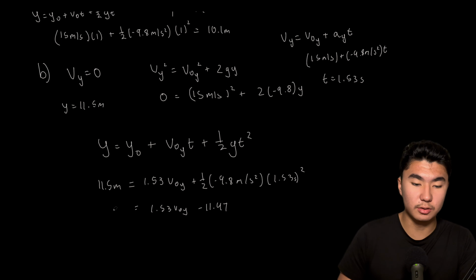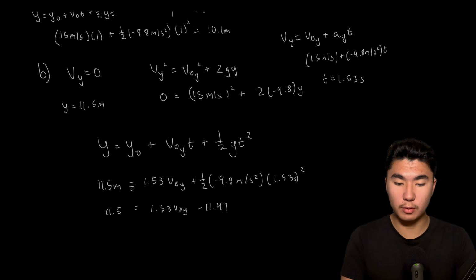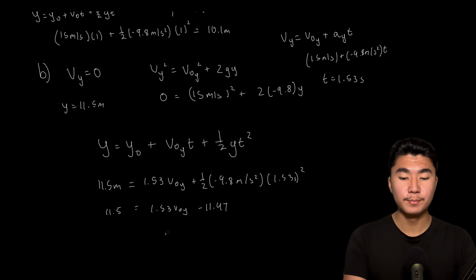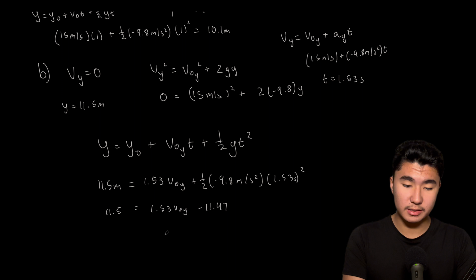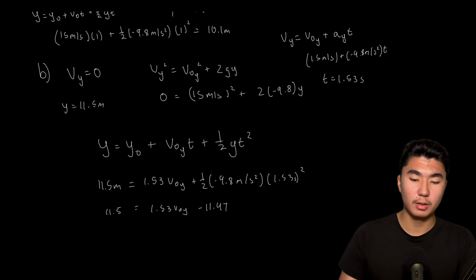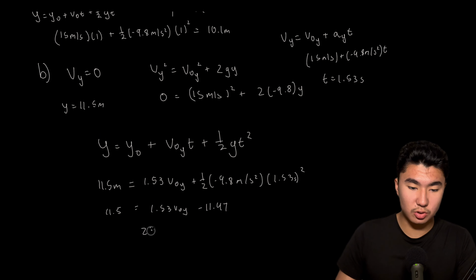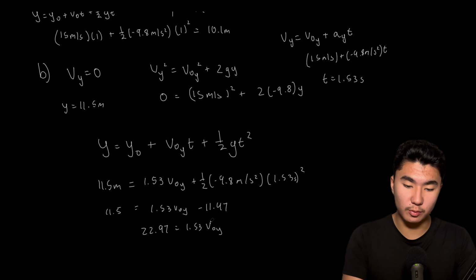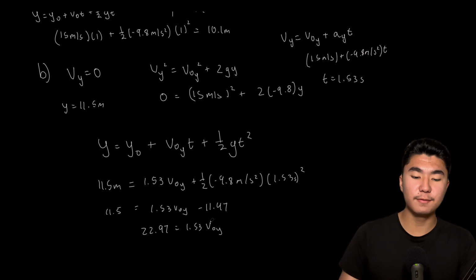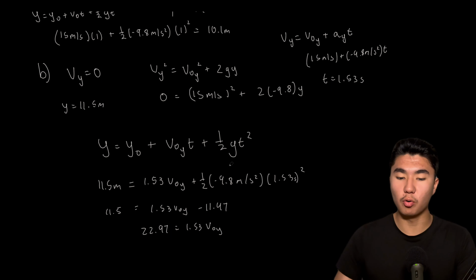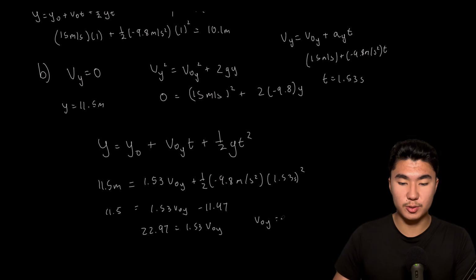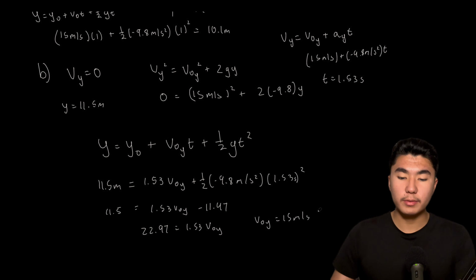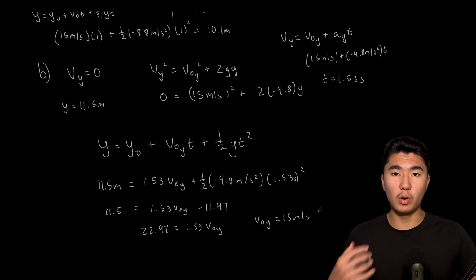Velocity, this is going to equal 11.5 as well. And over here, we just have to move our negative 11.47. So that's going to be 11.5 plus 11.47. That gets us 22.97 equals 1.53 velocity initial. And when we do that math as well, we get 15.01 meters per second, or pretty much we just get 15 meters per second.